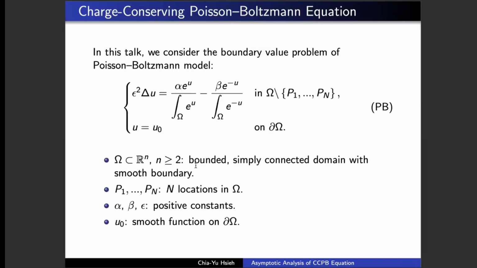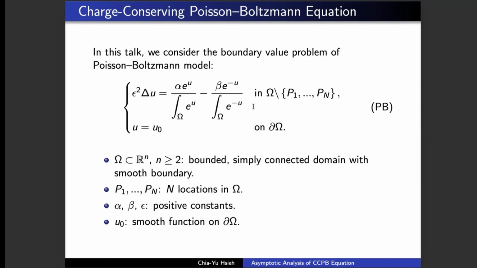Okay, so let me first show you the equation. The Poisson-Boltzmann model is a model to describe the ion concentration in ionic solution with a charged surface. This is an elliptic equation with exponential nonlinearity and some non-local coefficient. The exponential function here comes from the Boltzmann distribution satisfied by the ion concentration. So it's called the Poisson-Boltzmann model.